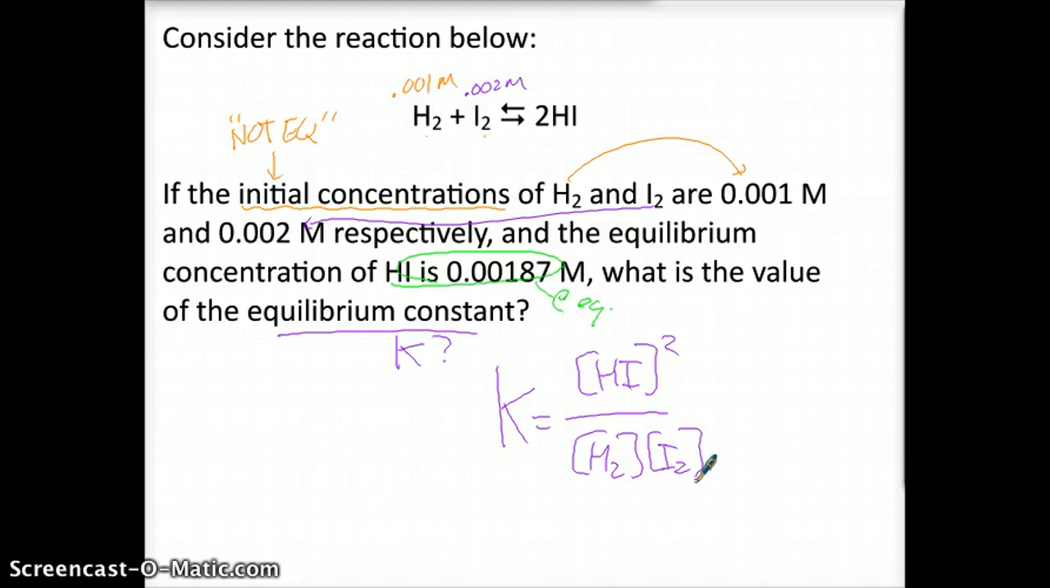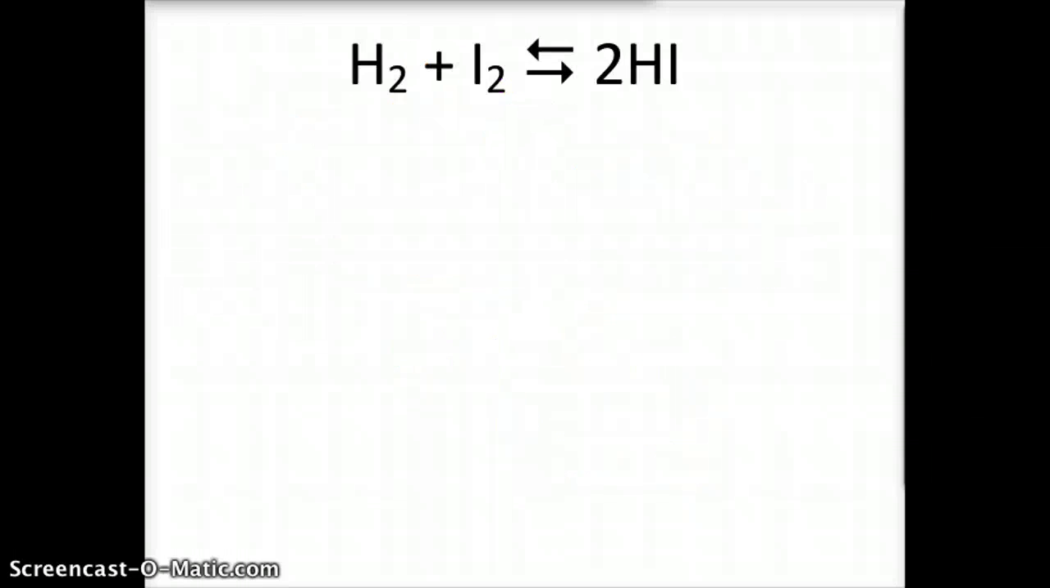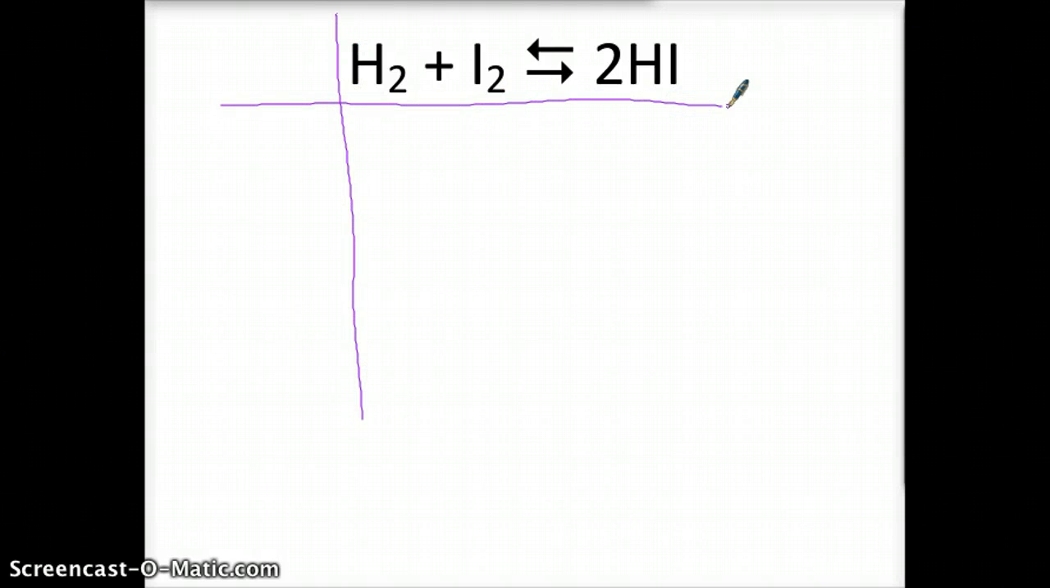What we're going to need to do now is construct something called an ICE table. So what I've done is I've rewritten the equation. This is what you're going to want to do when you solve these problems. And I'm going to draw a little table here. ICE are the three letters that we're going to use. I stands for initial. C stands for the change. And E stands for equilibrium.